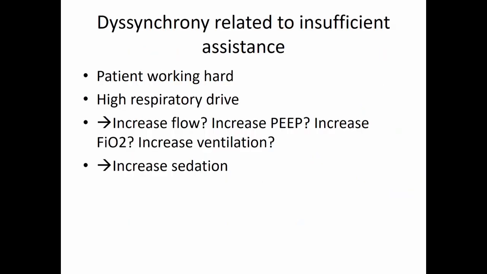Next slide. So these are examples where the asynchrony is related to insufficient assistance. The patient is working hard. The respiratory drive is high. Maybe the P0.1 will be higher than 3.5 or 4. And so you have to think, can I increase the assistance, increase the flow, maybe increase the PEEP, increase FiO2, increase ventilation, or should I increase sedation?